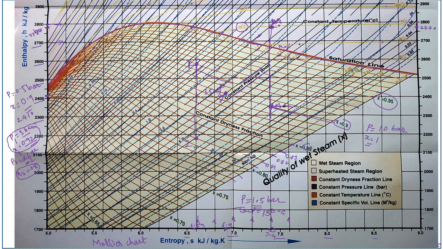It is passing nearby, in between this dotted line and this dotted line. The specific volume on the first line is 20 and this is 10, so it is between 20 and 10, which means it is about 15 meter cube per kg. Specific volume at point N is 15 meter cube per kg, whereas enthalpy can be obtained, entropy can be obtained, and dryness fraction is 0.9. So this is how the Mollier chart can be used to study the properties of steam.